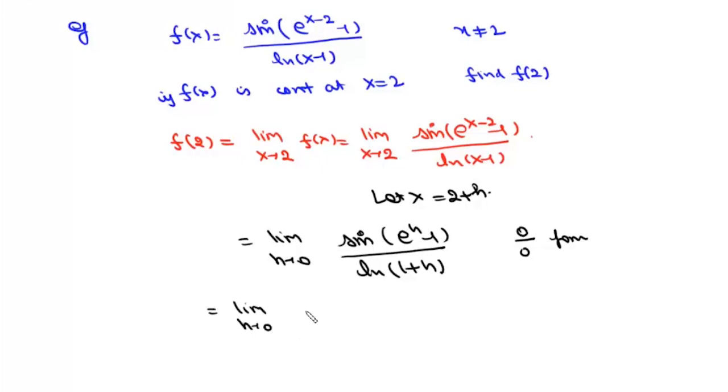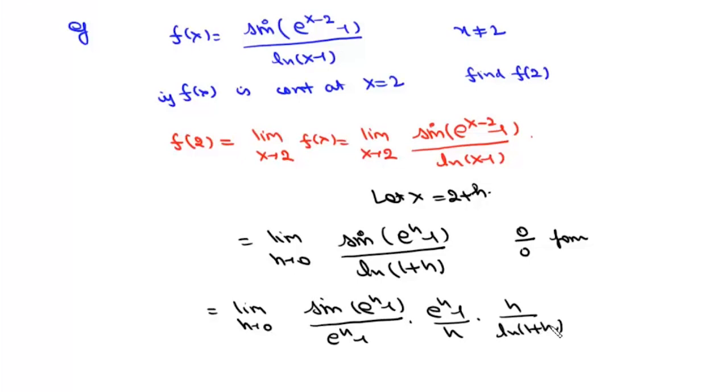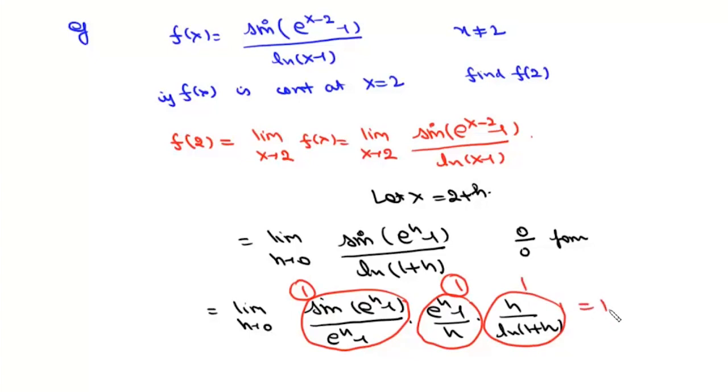Now we see three standard limits here. So we can write this as limit h tends to 0 sin(e^h - 1), and we'll multiply and divide everything with e^h - 1. We'll also multiply and divide everything with h, and then it'll be h upon log(1 + h). Now this is the standard limit sin x upon x, so it is 1. (e^x - 1) upon x is 1. And log(1 + x) upon x is also 1. So the value of this limit is 1, and from here we can say the value of f(2) is 1.